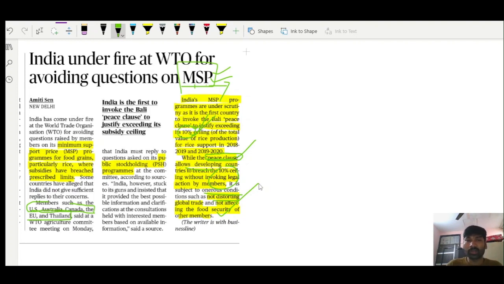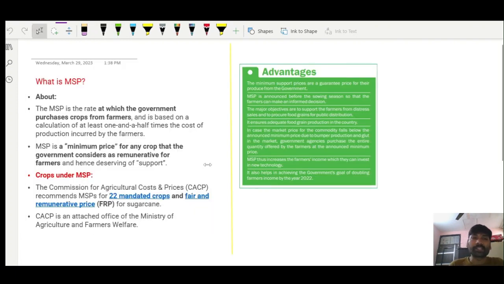So in this backdrop, let's look into the MSP. The UPSC already asked a question on MSP, so this is a very important topic.